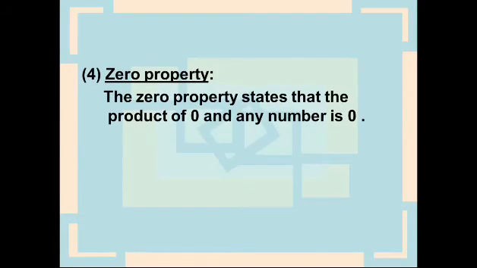The fourth property, zero property. The zero property states that the product of 0 and any number is 0. When you multiply, for example, 4 by 0, the result will be 0. A multiplied by 0 equals 0.